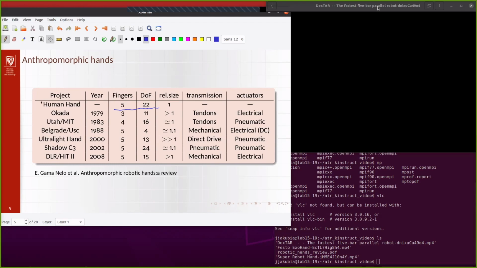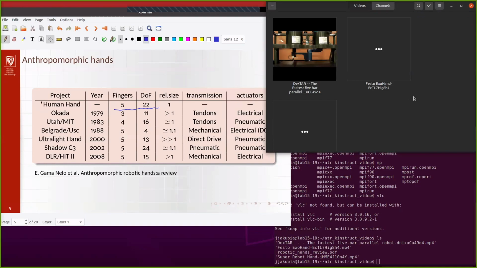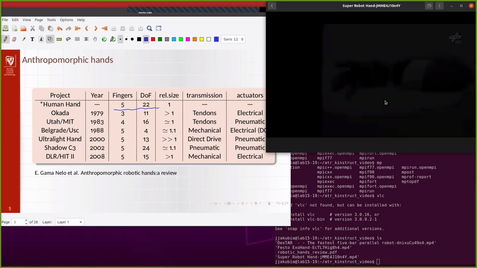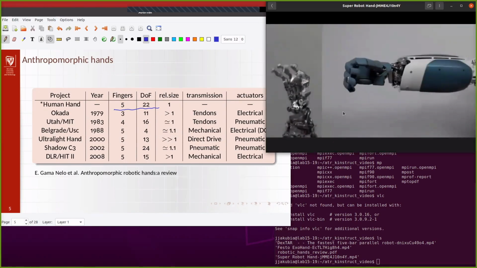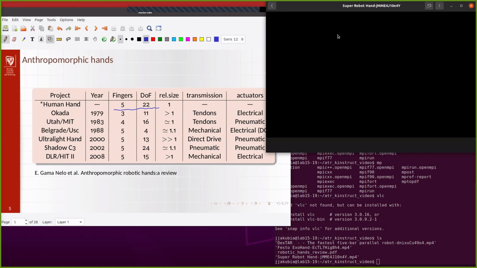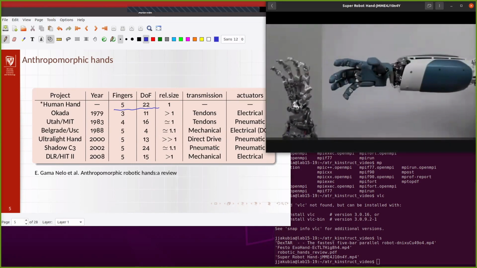Just to see some examples of how they work, we can observe two of these. One is the so-called Super Hand. And as you can see here, you have the tendons that just transmit the actuators' movement. The actuators are hidden here in this forearm.